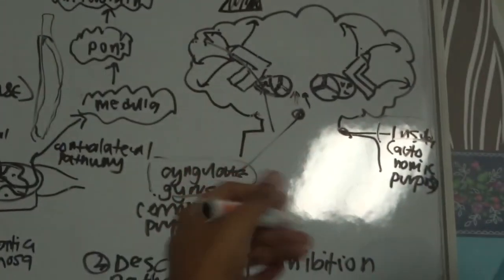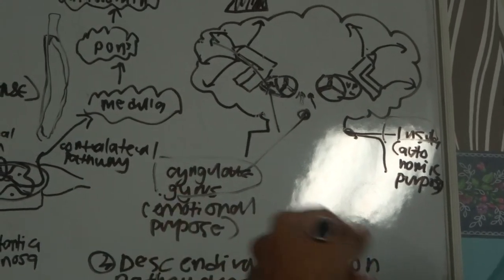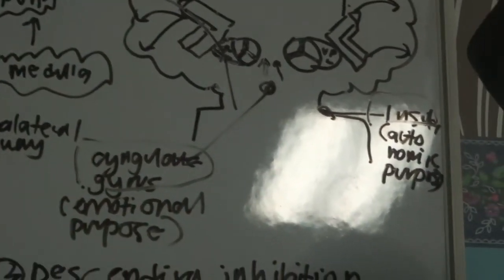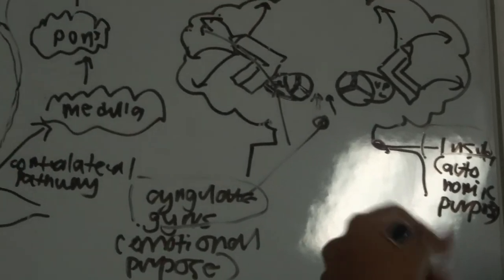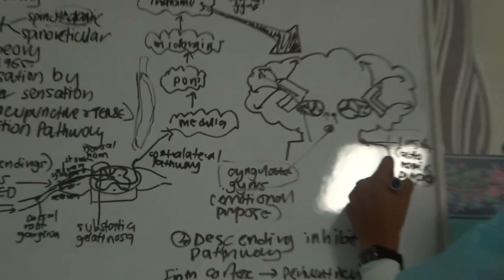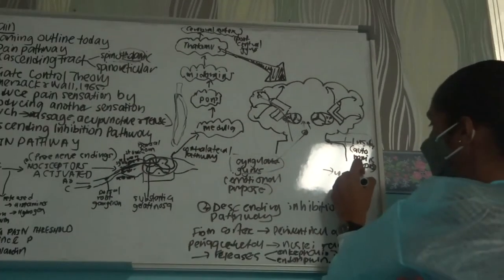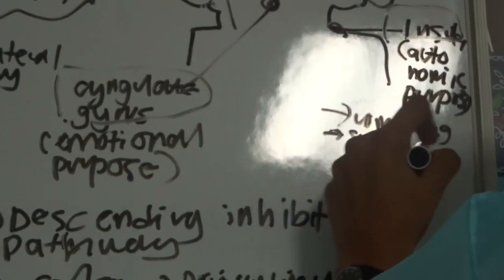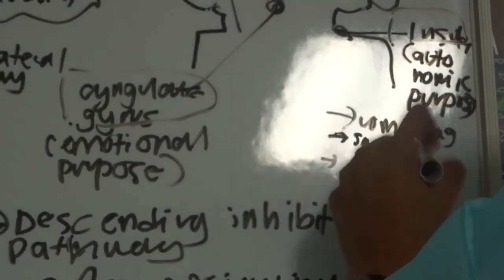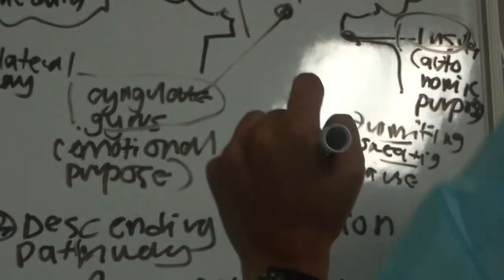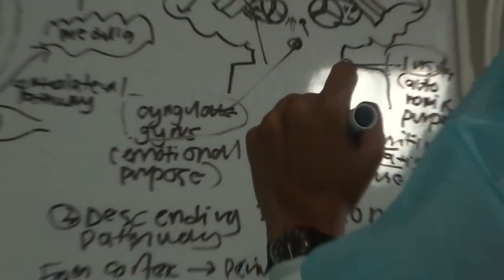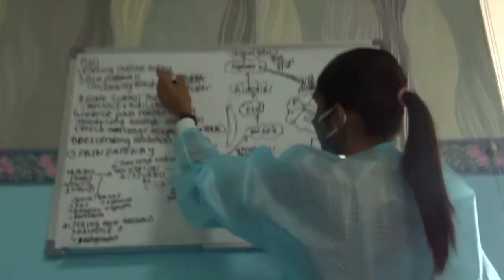So what if we already have a pain? What will the body react with? If you have too much pain, you can have vomiting, you will be sweating, and you will have nausea. All this is involved with the insula. So that is about the spinothalamic tract.